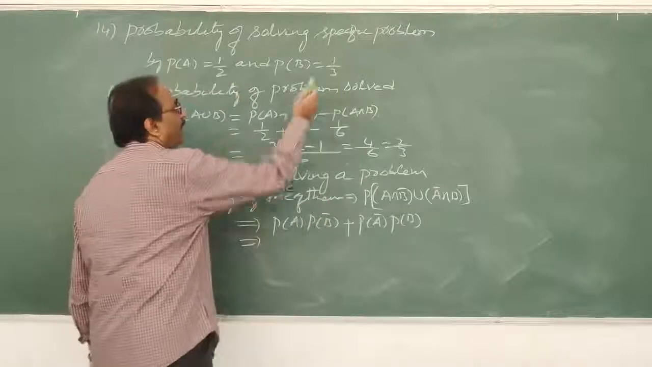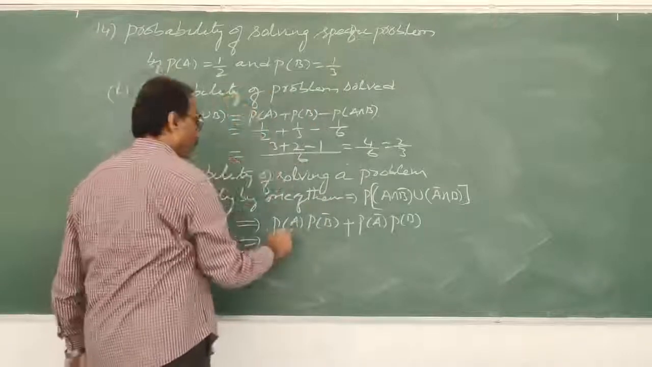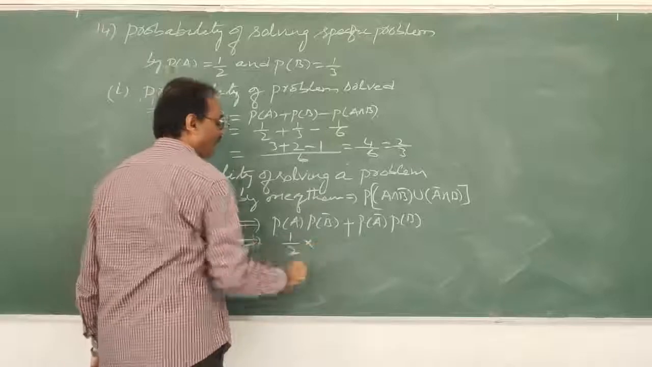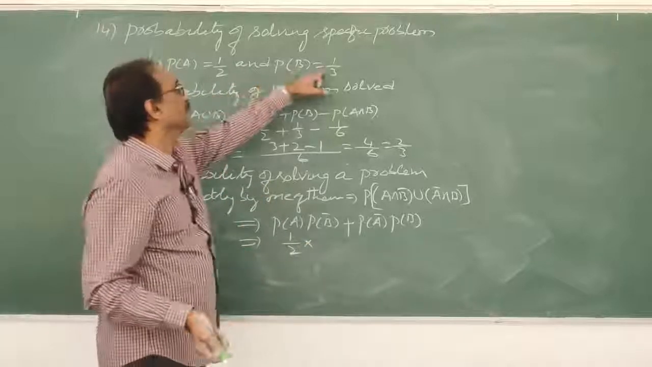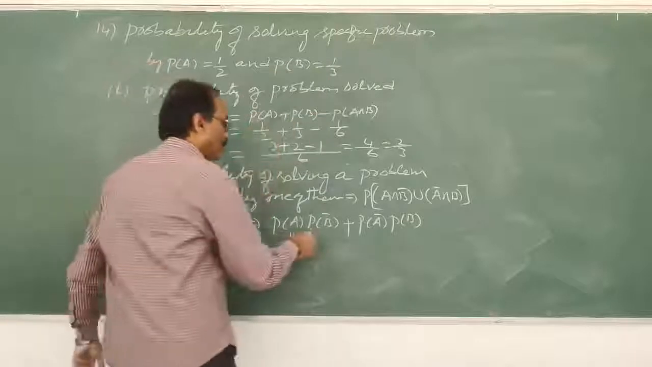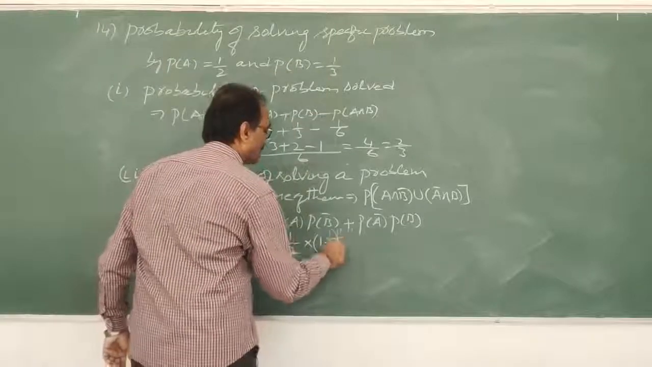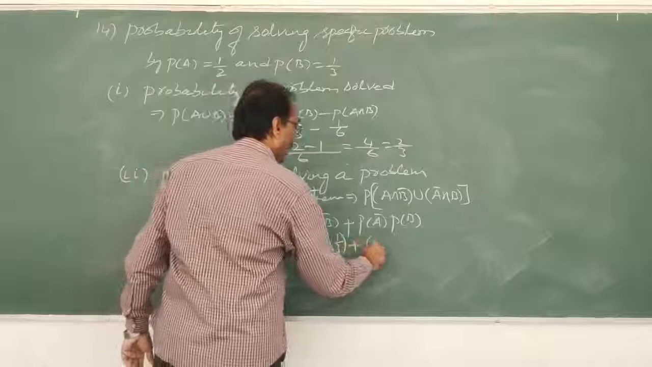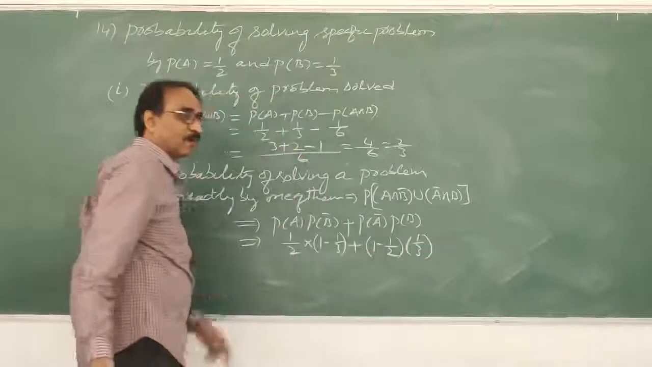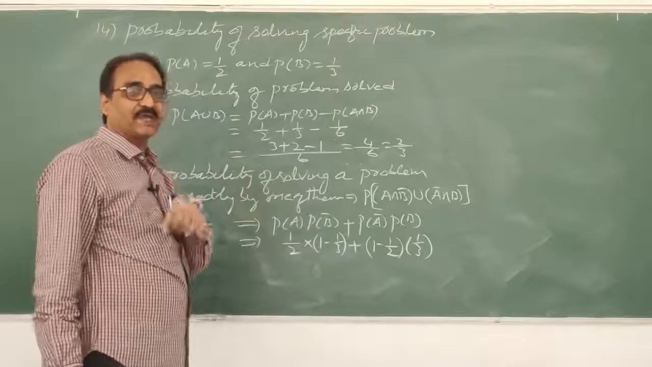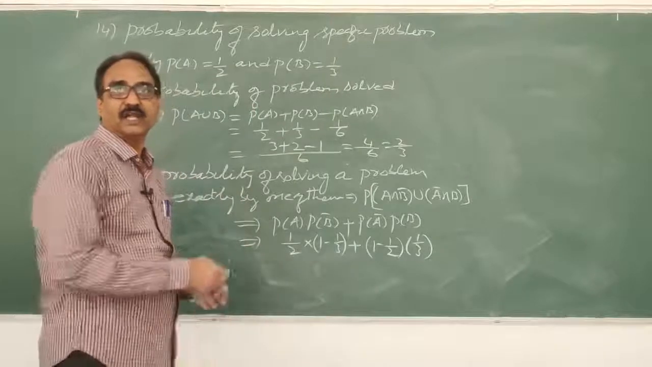What is P of A? P of A is 1 by 2. What is P of B bar? P of B bar means 1 minus P of B. P of B is given as 1 by 3. 1 minus 1 by 3. Total probability is 1, you know. I will write 1 minus 1 by 3. P of A bar is 1 minus 1 by 2, into P of B, 1 by 3. Because the probability of success and failure is 1. Whenever you want the other one, you have to do 1 minus. That is the meaning of that.